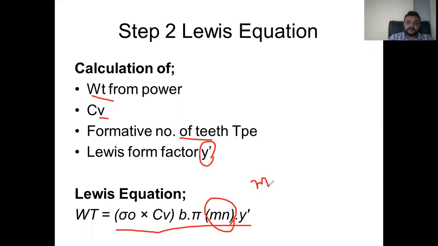M is already given, so mn is equal to m into cos alpha, where alpha is the helix angle. So that you have to use here, that we have calculated in the previous slide. And then you have to calculate the face width and basic module, and the formative number of teeth.